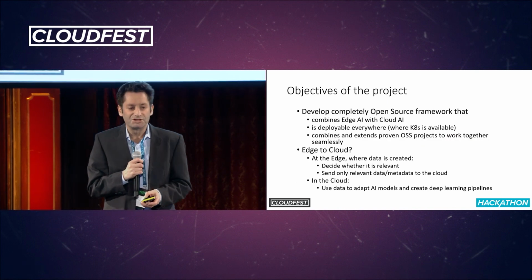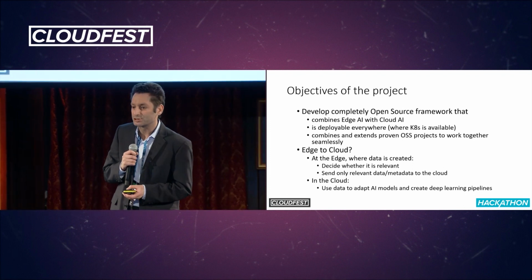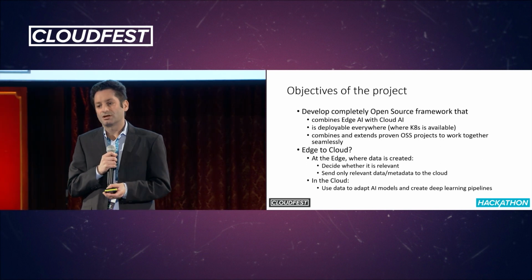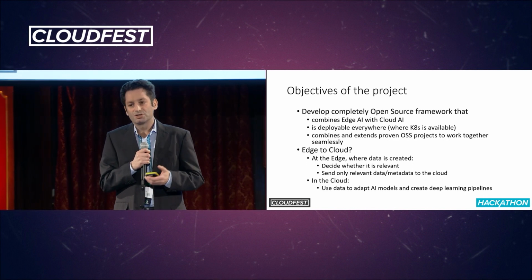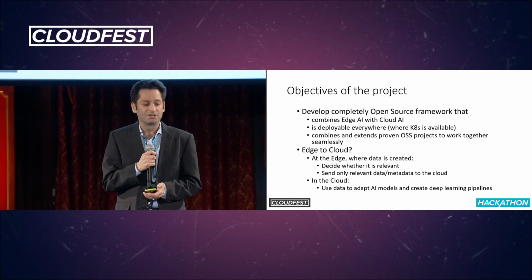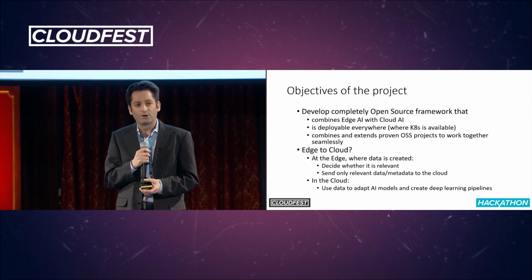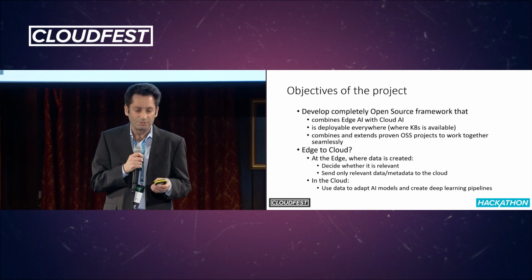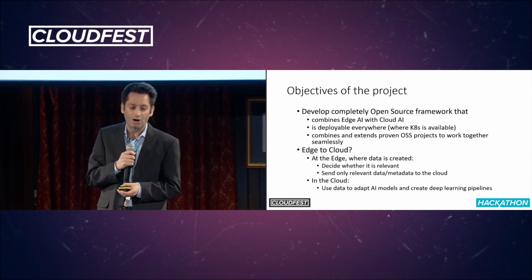But at the same time, the project was also pretty challenging, because what we wanted to create was an open source framework where we can combine edge artificial intelligence and cloud artificial intelligence, which is deployable everywhere, independent of cloud service providers. So the only precondition should be that Kubernetes is available. And of course, we wanted to take all those projects which are proven in this area and bring them together, create recipes, and show how they work together.